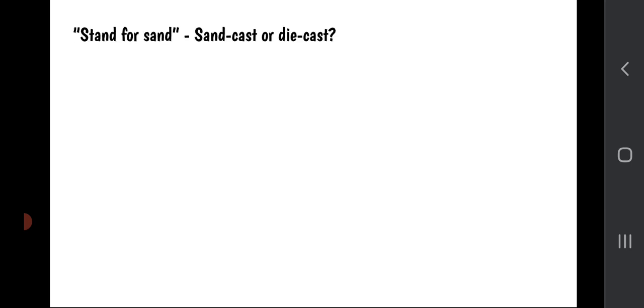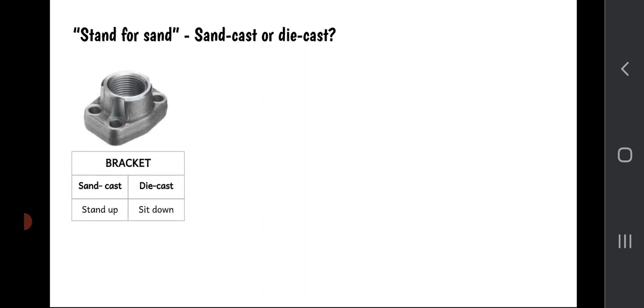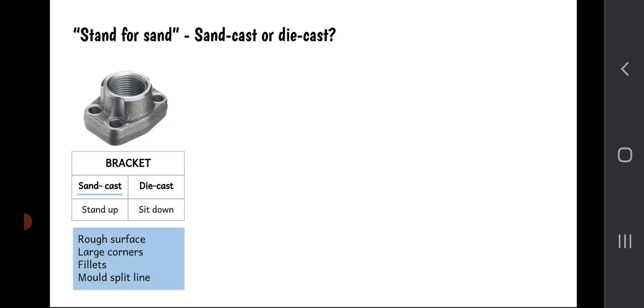This was a classroom exercise where we're trying to figure out if something had been sand cast or die cast. The first thing we'd look at here is a bracket. Has it been sand cast or has it been die cast? What do you think? Well, it's been sand cast, and we can tell that because it has that rough, orange peel-like surface. You can notice also that it has rounded corners everywhere. There's hardly a sharp corner anywhere. The internal corners, the fillets, are quite generous as well. And around the base of it, you'll see the little mould split line as well. All these things indicate that it's been sand cast.